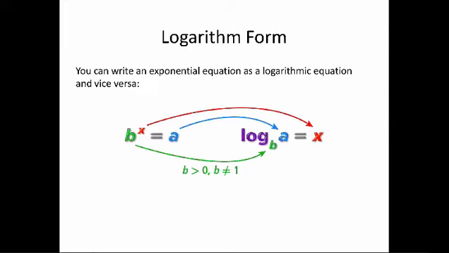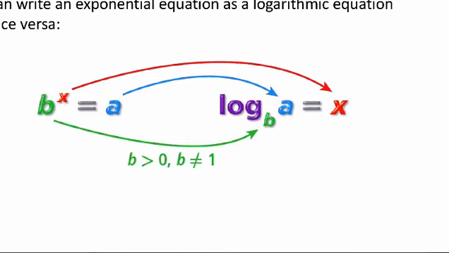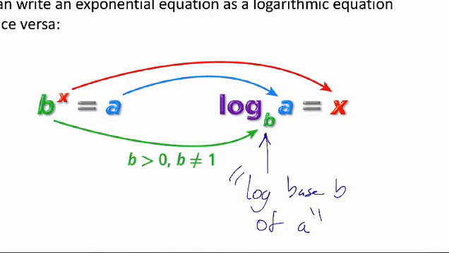This next part is called the logarithmic form. You can write an exponential equation as a logarithm or as a logarithmic equation and vice versa. So if you have b, we're going to use the letter b for a base, raised to the exponent x equals a, then we'd say log base b of a equals x. So this is log base b of a. That little subscript there, that b, is your base.